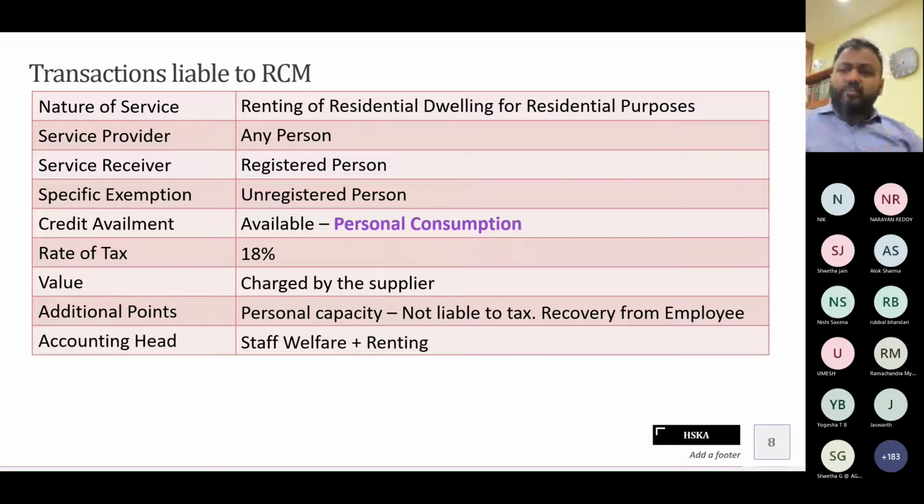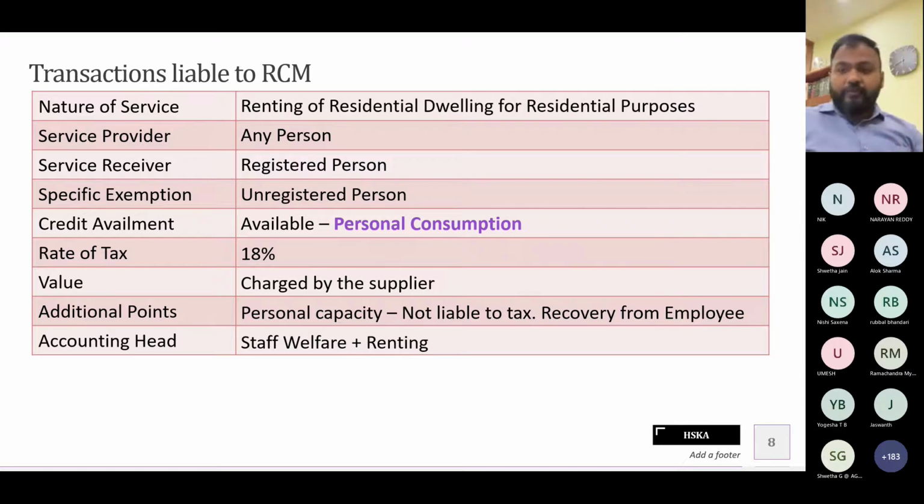Incidentally, in all the WhatsApp groups, a very interesting question came up. I am a chartered accountant, who is registered under the GST law. Now I don't have my own house, so I am taking a property on rent. So it is renting of residential dwelling for residential purposes only. My family is only going to stay there. But because I am registered under the GST law, should it be liable to tax under reverse charge mechanism?